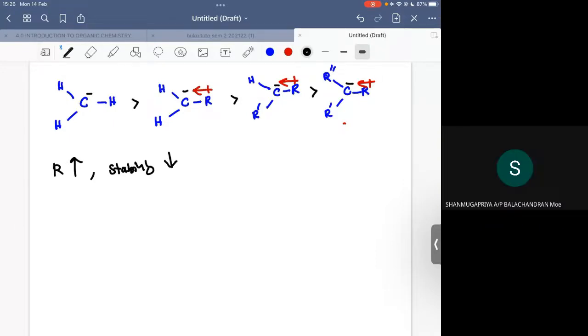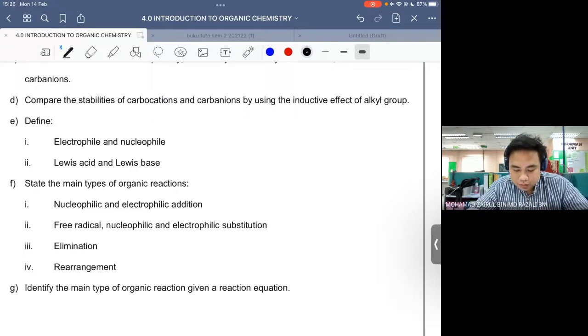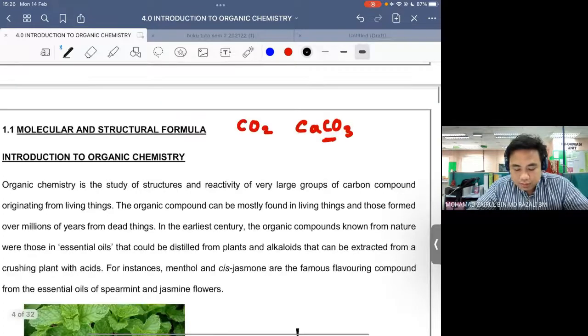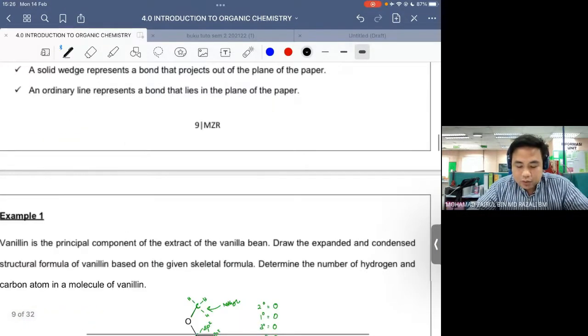Okay, so now we already learn kenapa saya ajar benda ni, sebab intermediate ni is important waktu awak buat mechanism nanti. Okay, other than the intermediate, there are few different species that you need to know that actively involved in the reaction dalam organic chemistry. So kalau kita tengok, ada 4 terms that you need to know, dan awak kena be able to identify which one is which.